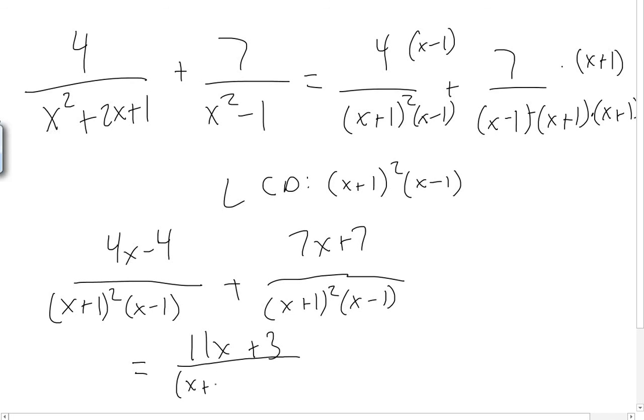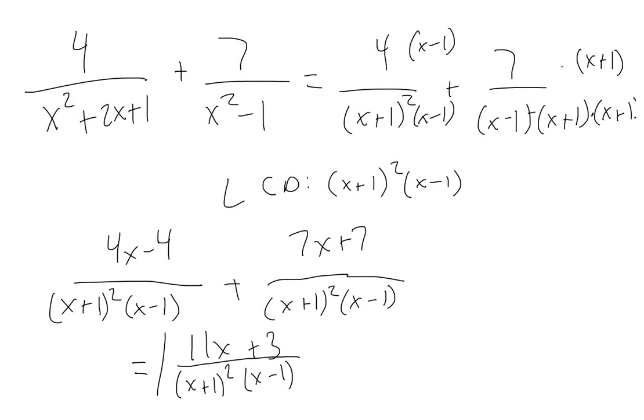At the end, you technically should try to factor the numerator and see if anything simplifies, but 11x plus 3 doesn't factor, and so I just leave it as 11x plus 3 over x plus 1 squared times x minus 1.